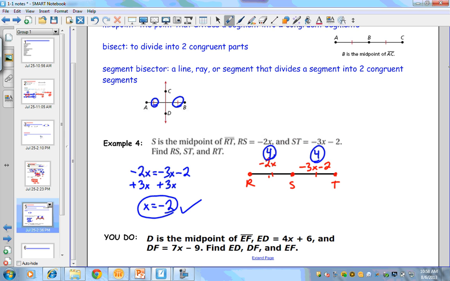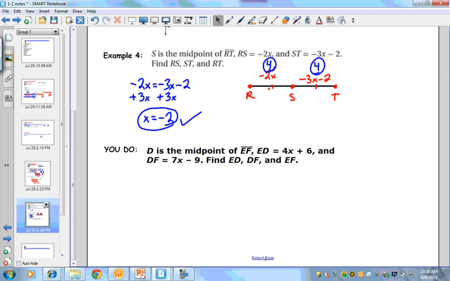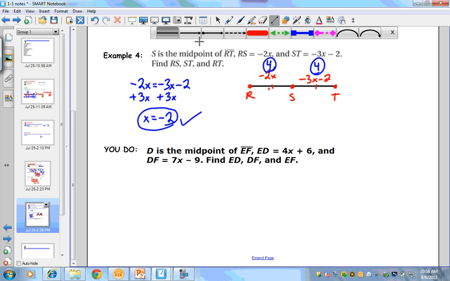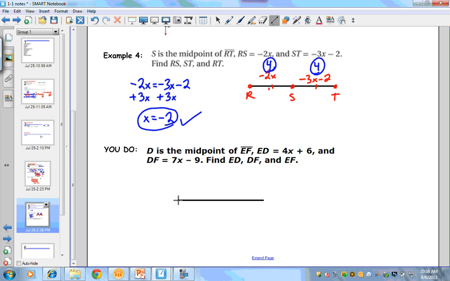Now you do this problem down here where D is the midpoint of EF. So from here, take it away. Now let me once again encourage you to draw a picture. Drawing a picture helps you visualize the problem, and it makes math more enjoyable for you and those around you. So feel free to pause this video and work through this problem before I explain it.